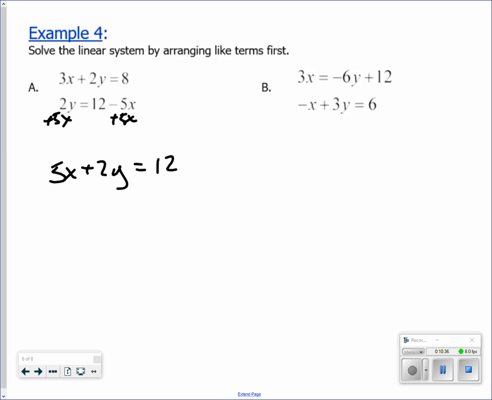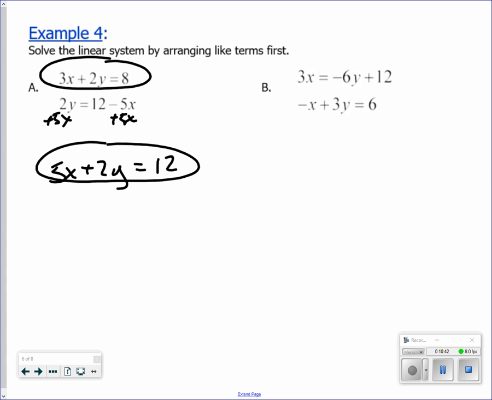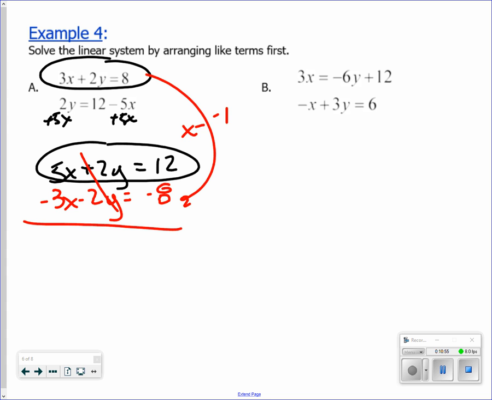Now everything's lined up. Notice the top equation and the new bottom equation have an x, a y, an equal sign, and a number. What if I multiply this top equation times -1? Well, I'd have negative 3x, negative 2y, and negative 8. The y's would cancel, and I end up getting x to equal 2.